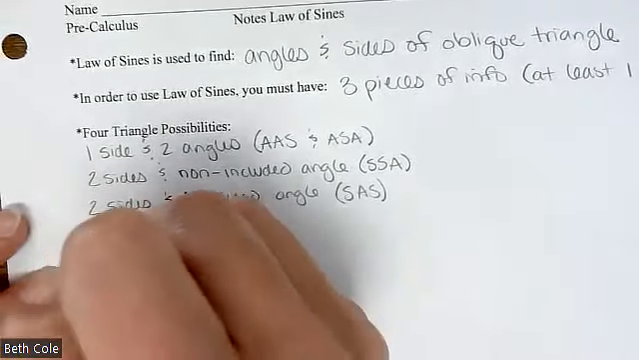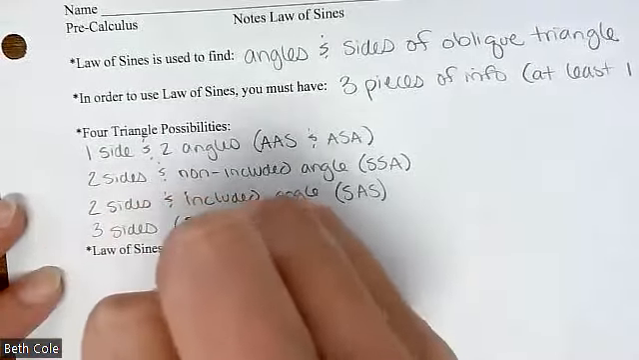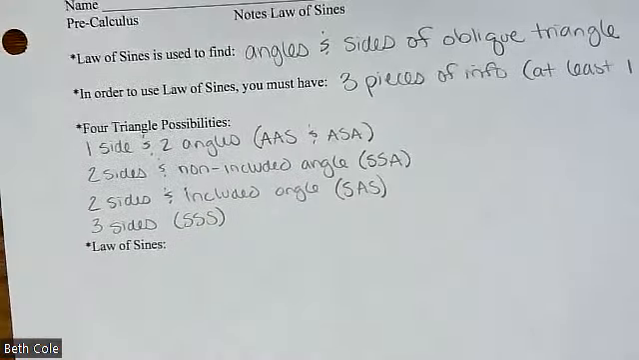All right. And then the last one is that you could have all 3 sides. All 3 sides is okay. You just can't have all 3 angles. Again, if all you have are angles, how could you ever figure out how long any of the sides are? You can't. So you have to be given at least one of the sides.